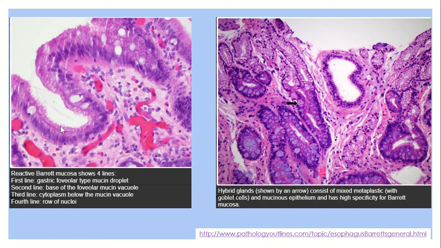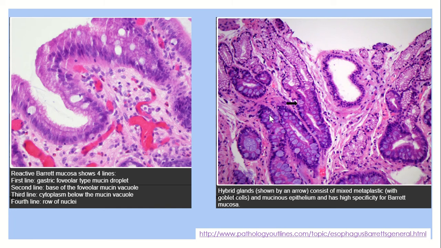Here we see reactive Barrett's mucosa that shows 4 lines. The first line, here we see the gastric foveolar type mucin droplets. Then the second line, the base of the foveolar mucin vacuole. Third line, here we see the cytoplasm below the mucin vacuole, and the nuclear row of the nuclei here in the epithelium. So these are the 4 lines in Barrett's mucosa.